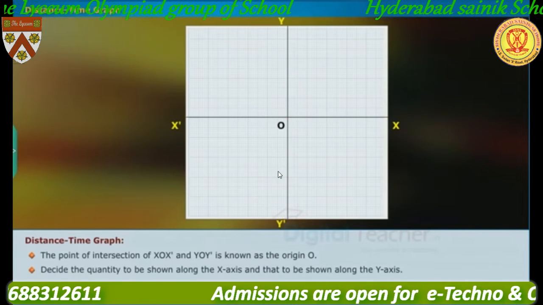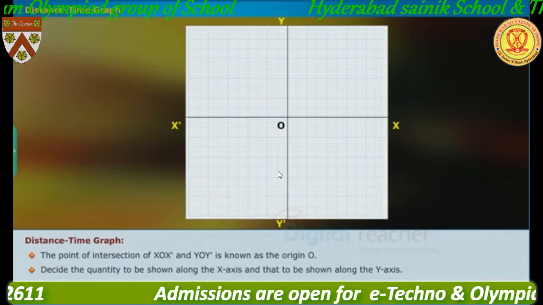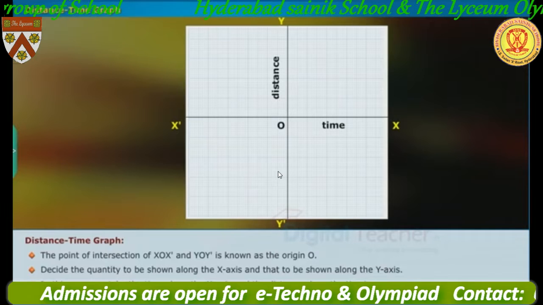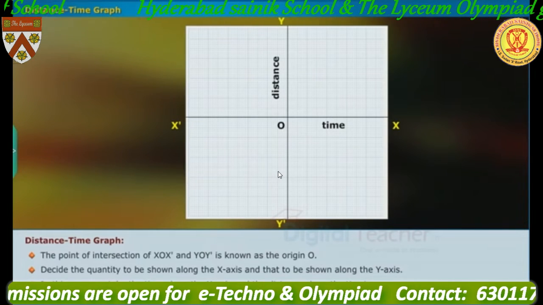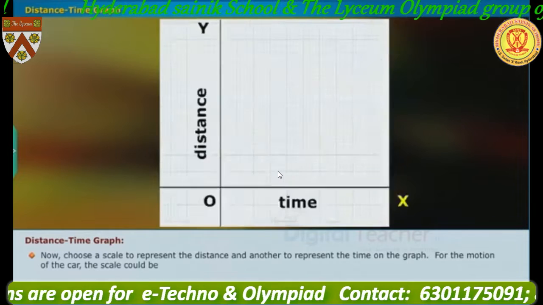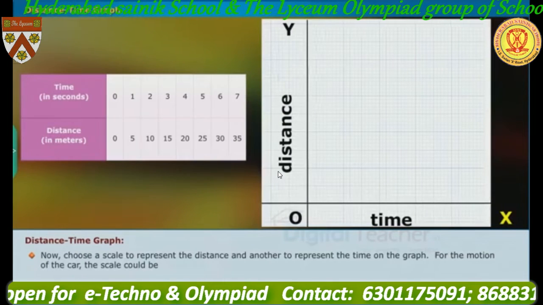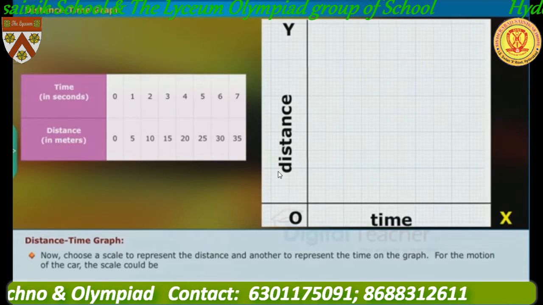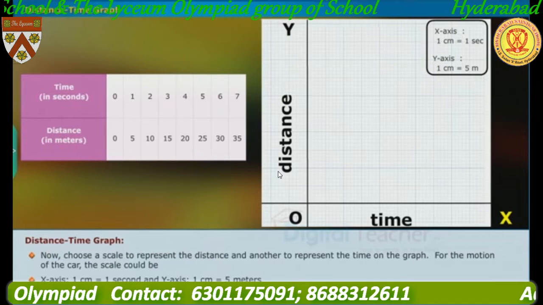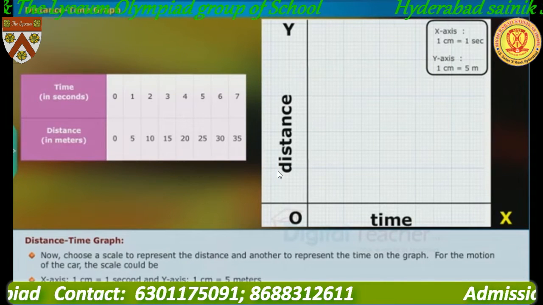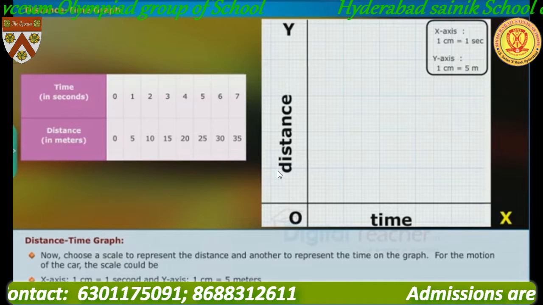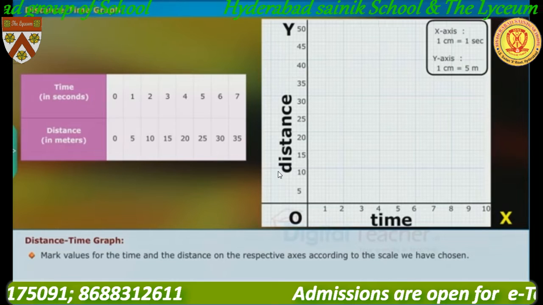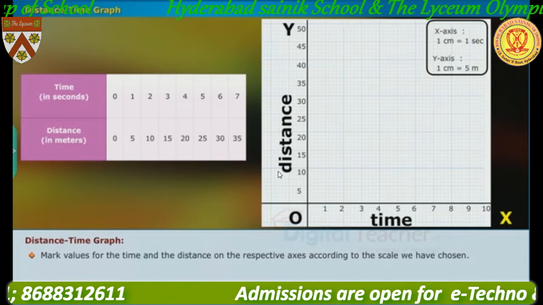Decide the quantity to be shown along the x-axis and that to be shown along the y-axis. In this case, we take the time along the x-axis and the distance along the y-axis. Now choose a scale to represent the distance and another to represent the time on the graph. For the motion of the car, the scale could be x-axis 1 centimeter equal to 1 second and y-axis 1 centimeter equal to 5 meters. Mark values for the time and the distance on the respective axis according to the scale we have chosen.